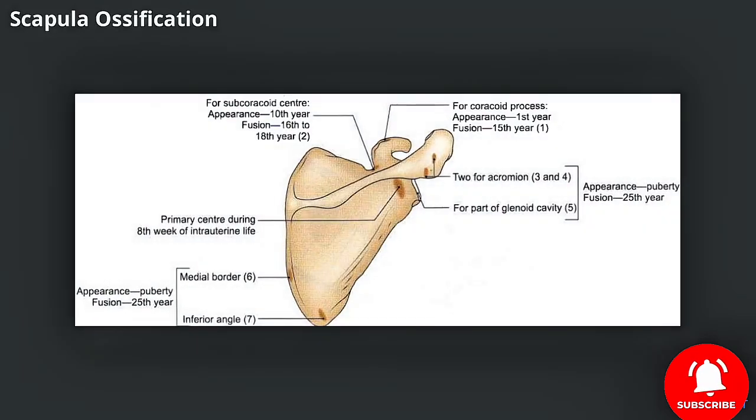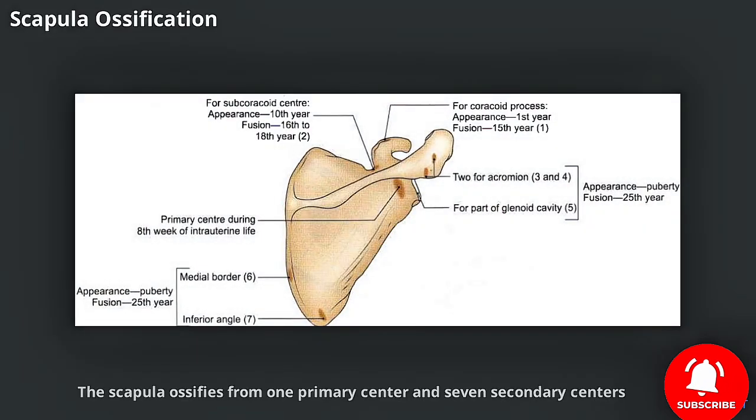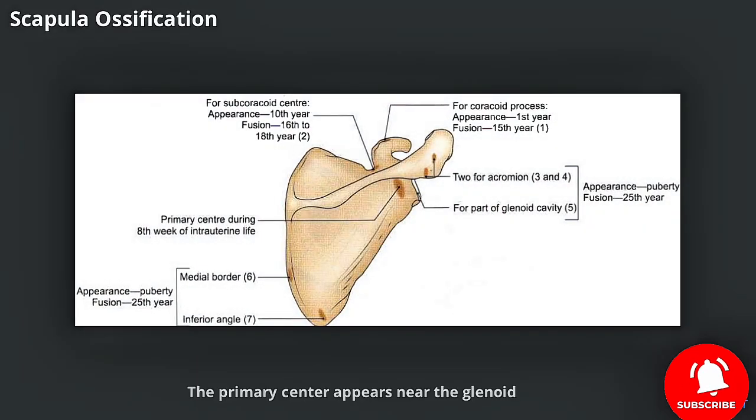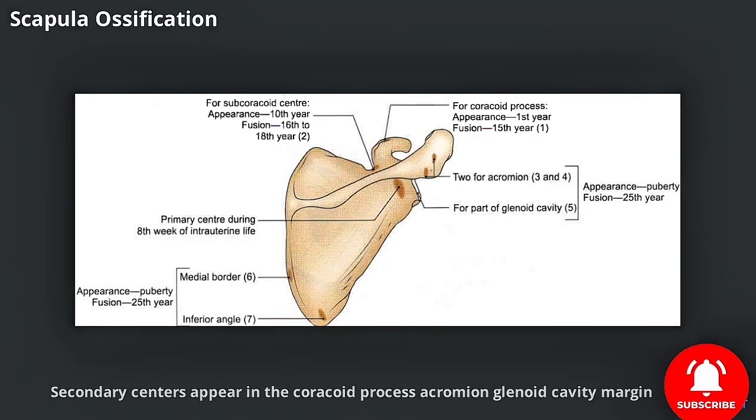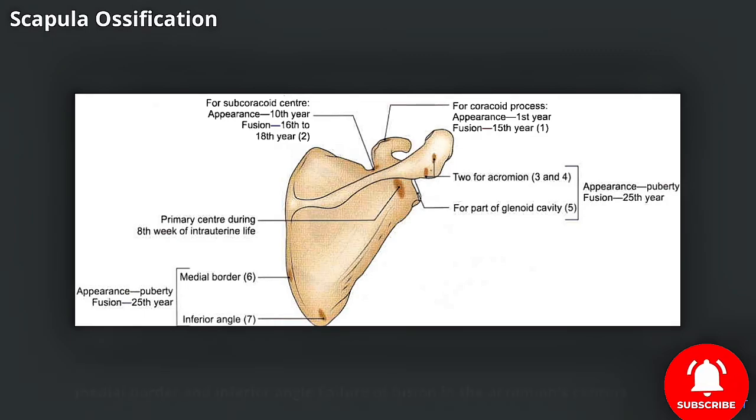Scapula ossifies from one primary center and 7 secondary centers. The primary center appears near the glenoid cavity during the 8th week of development. Secondary centers appear in the coracoid process, acromion, glenoid cavity margin, medial border, and inferior angle.